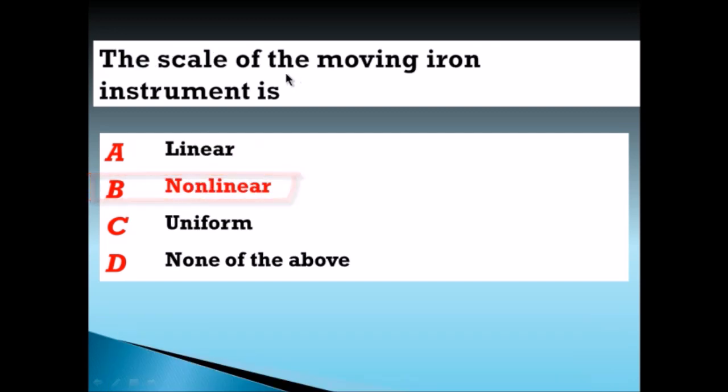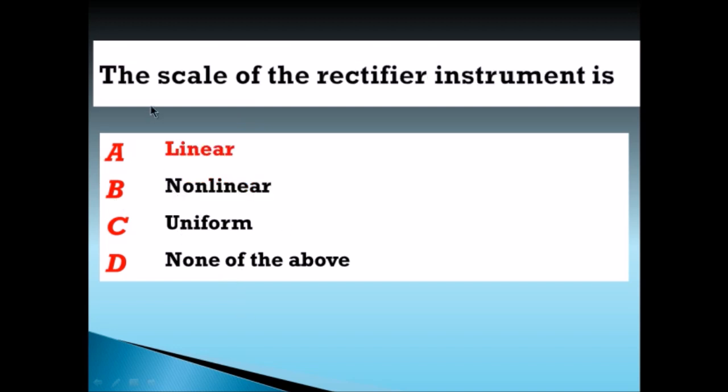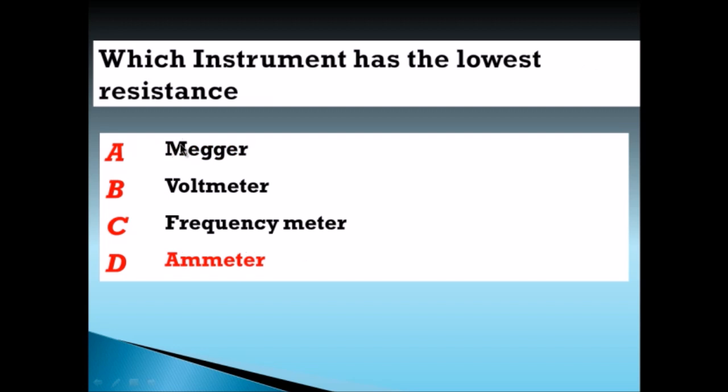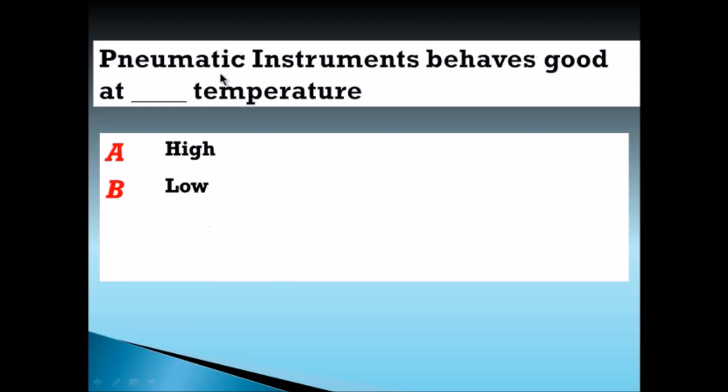The scale of the moving iron instrument is non-linear, linear, uniform or none of them. So the answer is non-linear. The scale of the rectifier instrument: we have four options, linear, non-linear, uniform and none of them. So the answer is linear. Which instrument has the lowest resistance? Undoubtedly it is an ammeter. An ammeter has the lowest resistance.